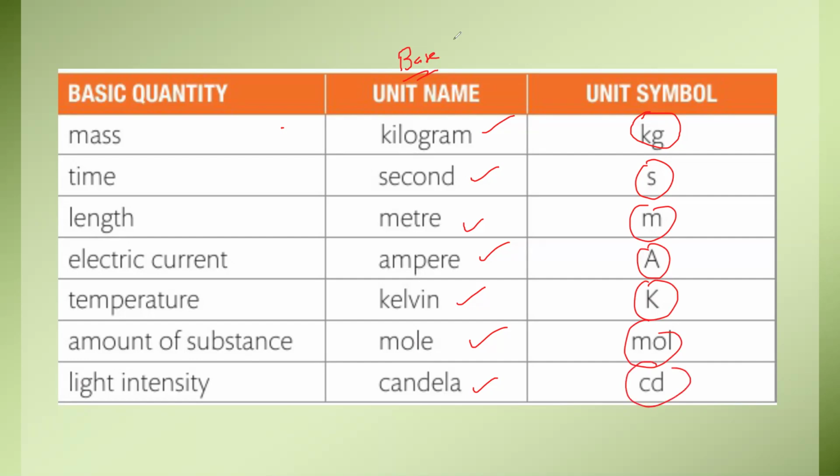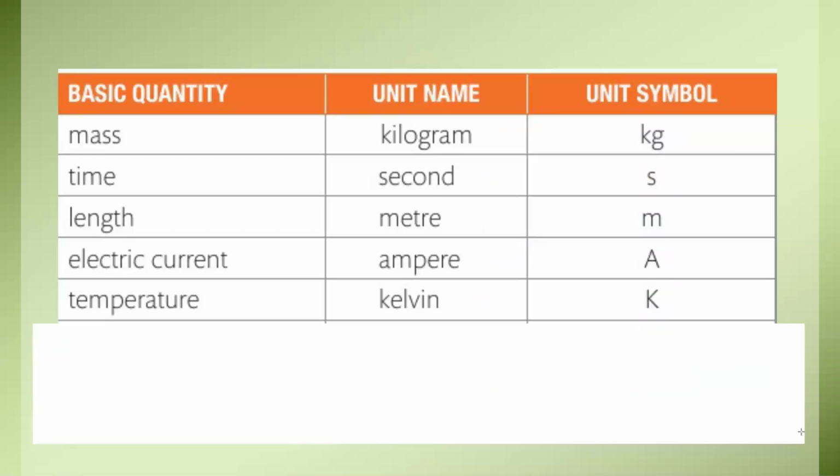But in physics, the last two quantities, you will not use them at all. So mainly we'll use the 5 main fundamental quantities. So these are the base quantities or the fundamental quantities with their base units.